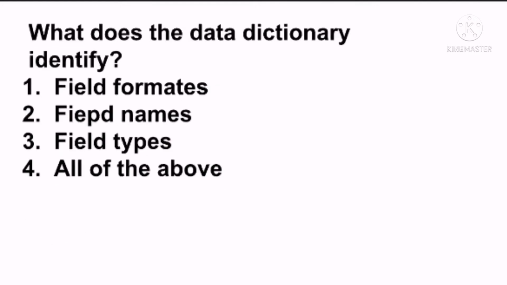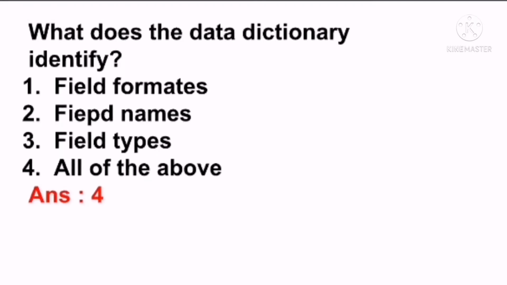Okay, next. What does the data dictionary identify? Options are: field formats, field names, field types, all of the above. So a data dictionary identifies all of these above: field formats, field names, as well as field types.